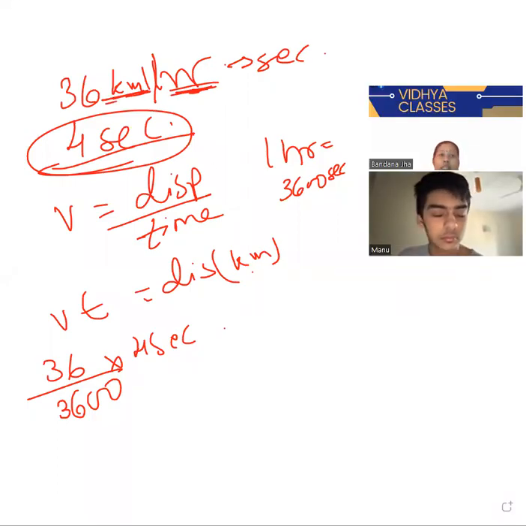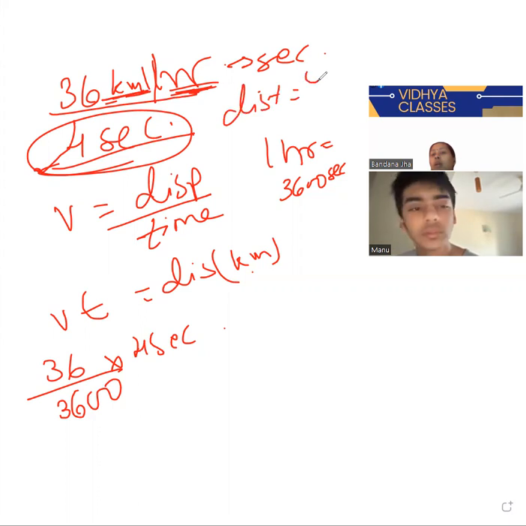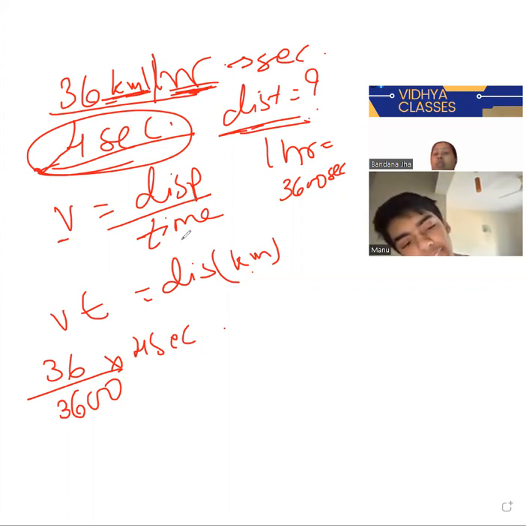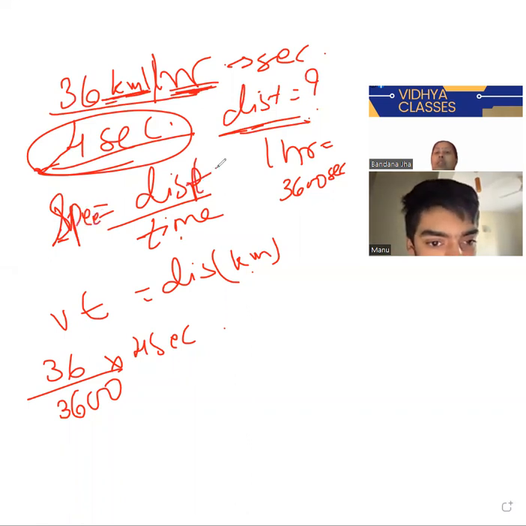See, the question is saying that the body is moving with the speed of 36 kilometer per hour for 4 seconds. So you have to find out how much distance the body has traveled. For that, we know velocity is equal to displacement upon time, or you can say it as a speed also, because here it is not written that this is a velocity, this is just kilometer per hour. So you can write it down, speed is equal to distance upon time also, doesn't matter at all.